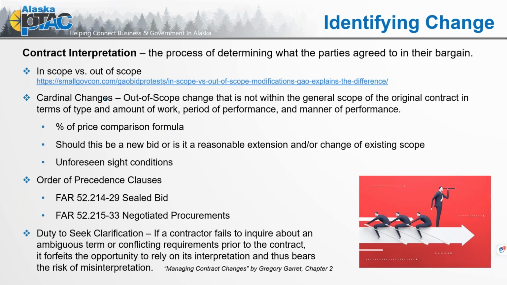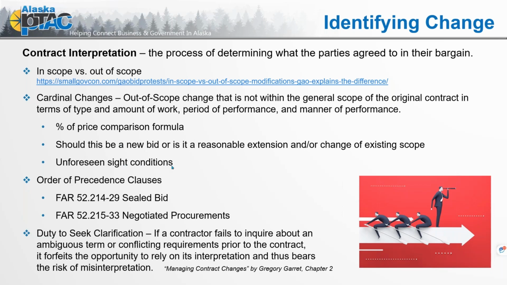That is that whole phrase, cardinal change. First of all, we are agreeing it's out of scope, but now we're looking at how large out of scope. Is it a reasonable extension, or should it just go out for bid as a separate bid activity?